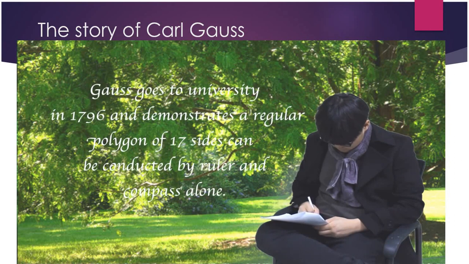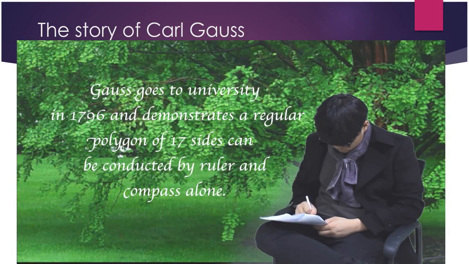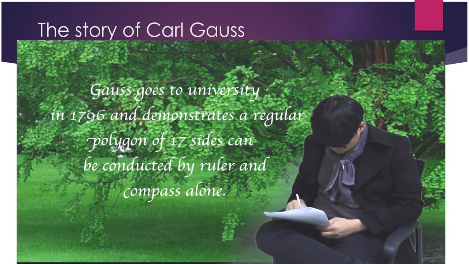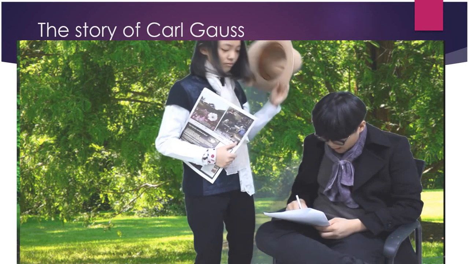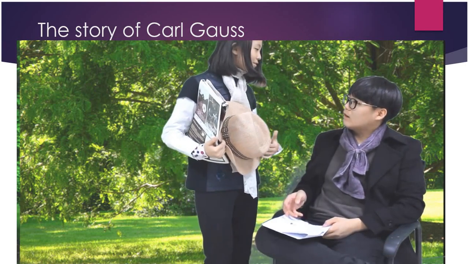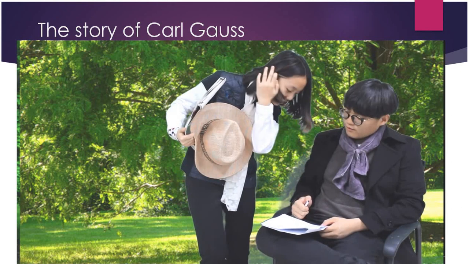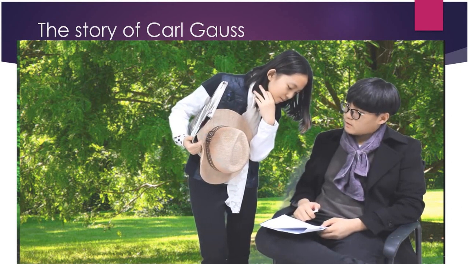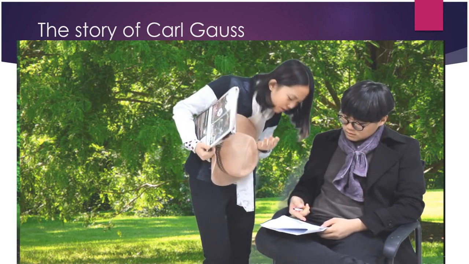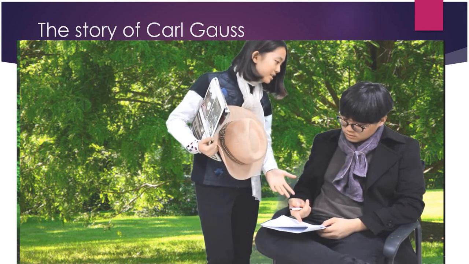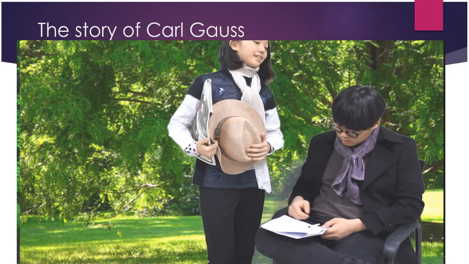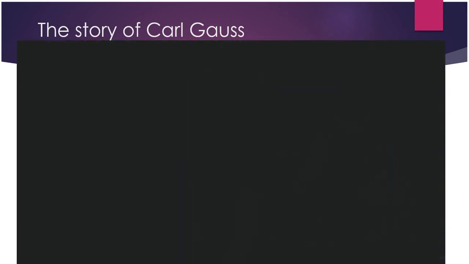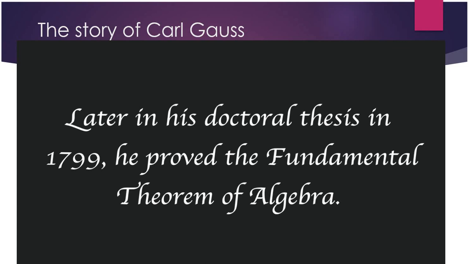Gauss goes to university in 1796 and demonstrates that a regular polygon of 17 sides can be constructed by ruler and compass alone. Hey, I made it. I finally made it. What did you make? I made a regular polygon of 17 sides. How is that even possible? Did you only use a ruler and the compass here? Of course. Isn't there a reason why you outshine everybody in this class? Later in his doctoral thesis in 1799, he proved the fundamental theorem of algebra.